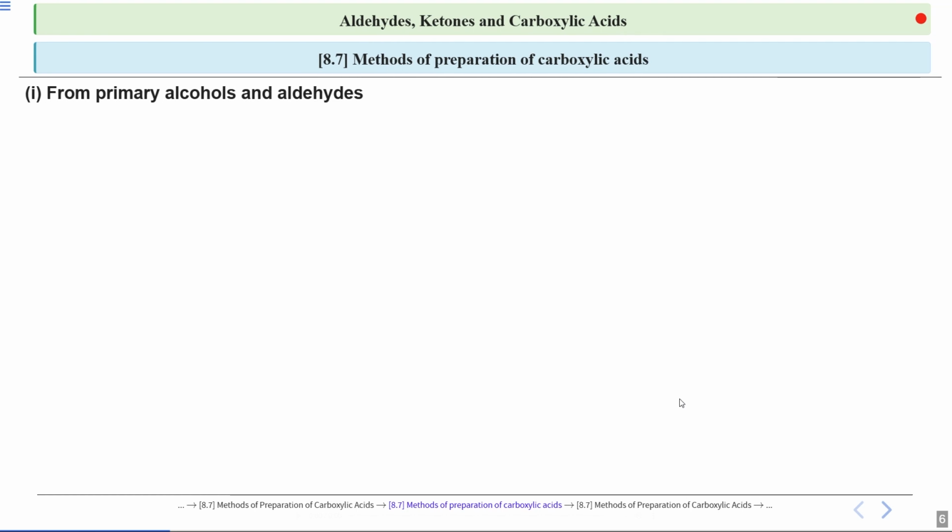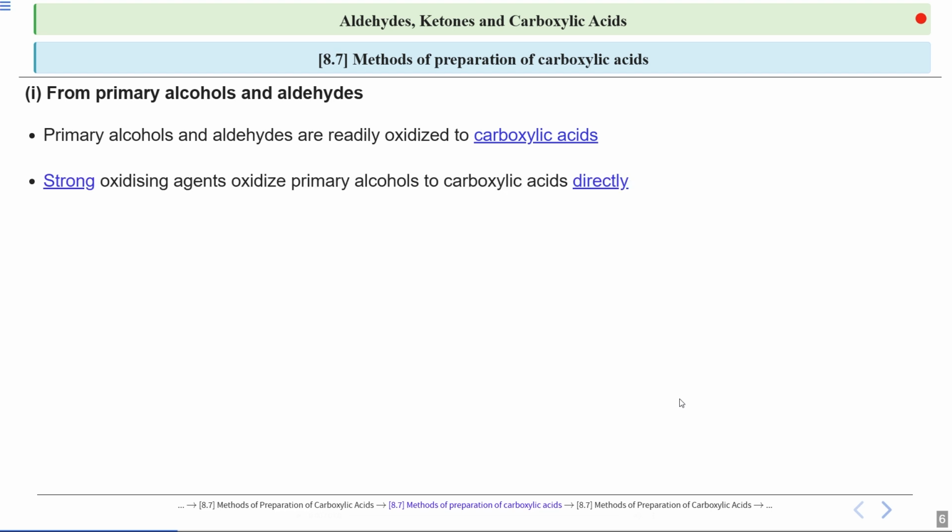First we will see from primary alcohols and aldehydes. Primary alcohols can be readily oxidized to form carboxylic acid. So it allows us to convert alcohols into carboxylic acids. Now strong oxidizing agents can oxidize primary alcohol directly to carboxylic acid. This is significant. Why? Because it allows for a more efficient conversion without the need for any intermediate steps. So if you take any strong oxidizing agent, you will oxidize alcohol directly to carboxylic acid.